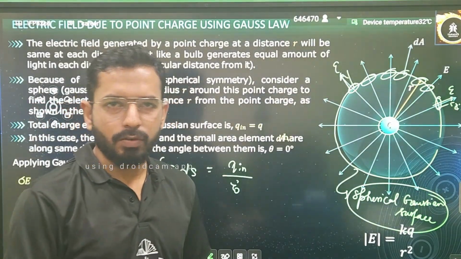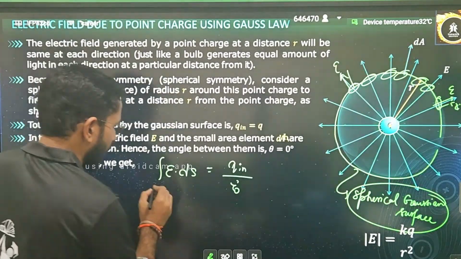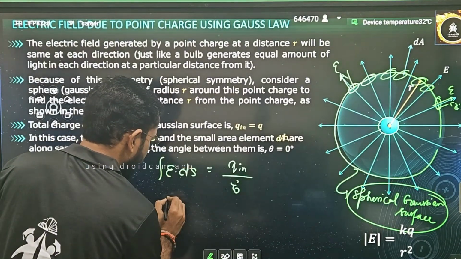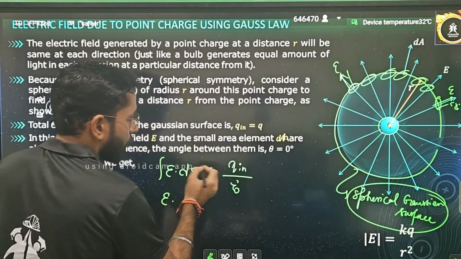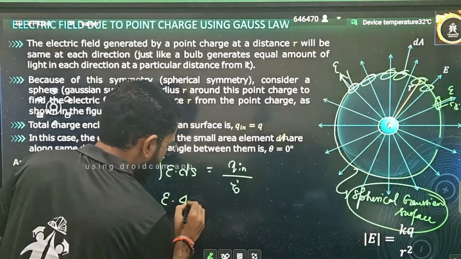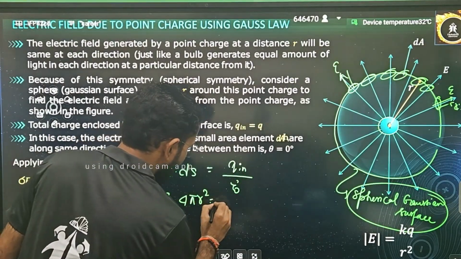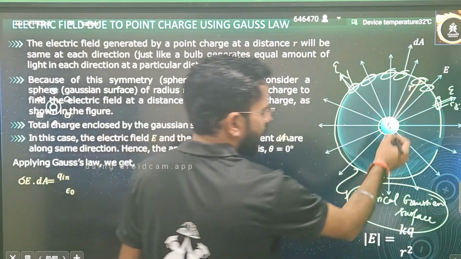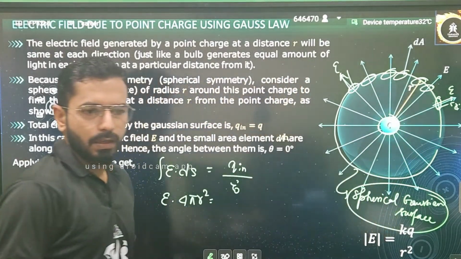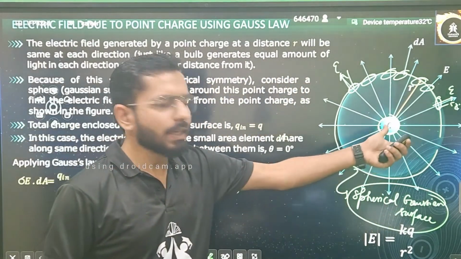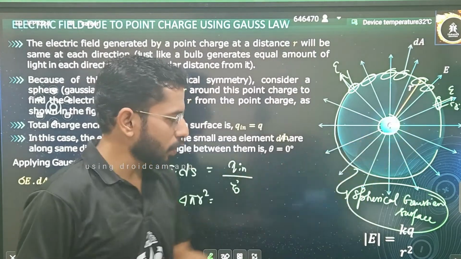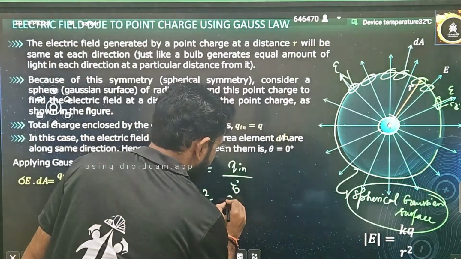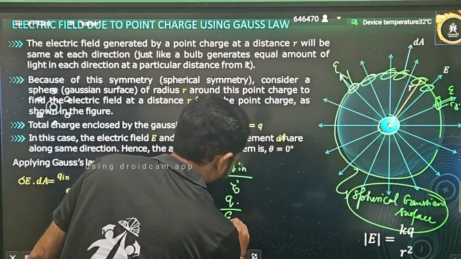0 degree. That means cos 0 will become eventually 1. That means the integration of this dA vector, the area vector, will give you 4 pi r square. It is equal to the net charge present inside this Gaussian surface. What is the net charge present? It is clearly visible, students: Q. So I will simply write Q divided by epsilon naught.